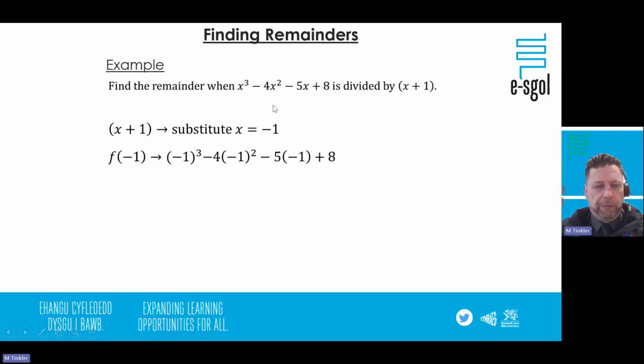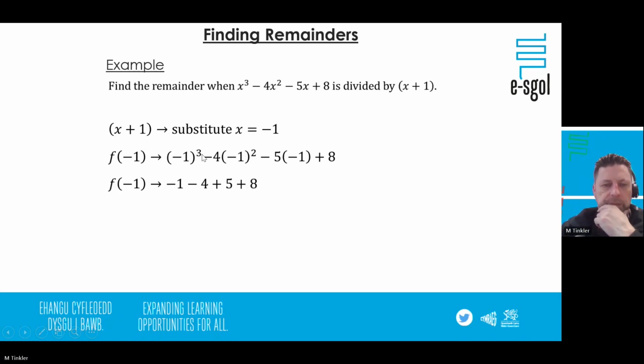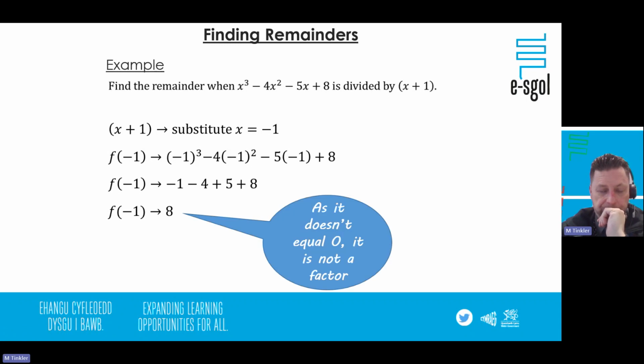Now be careful when you substitute minuses in your calculator, you need to put your minuses in brackets with the power outside the bracket. Gives us the answer of 8. So the remainder is 8.